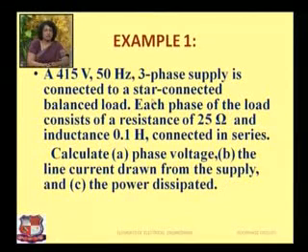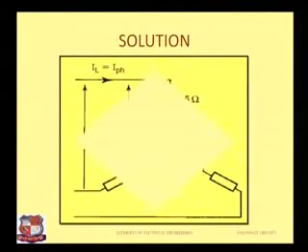Connection is star, which means the line current and phase current are the same, but phase voltage is line voltage by root 3, that is 415 by root 3. So we can very well find out the line current, then the phase voltage, and we can find out the power dissipated. Now let us see.